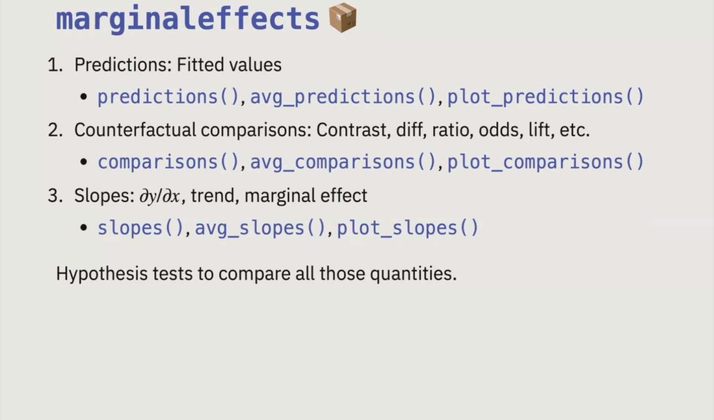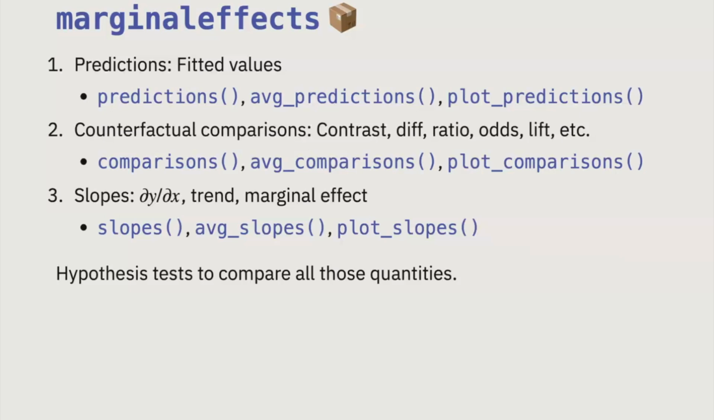Then we can do counterfactual comparisons. Those counterfactual comparisons are basically just functions of 2 predictions. And you'll see that we can express a lot of different quantities of interest as these counterfactual predictions. So you can do contrast differences, like a risk difference. You can do risk ratios. You can do odds, lift. All these quantities can be expressed as functions of 2 predictions. And this is what I'm going to call a counterfactual comparison.